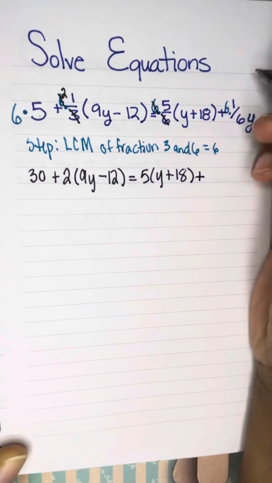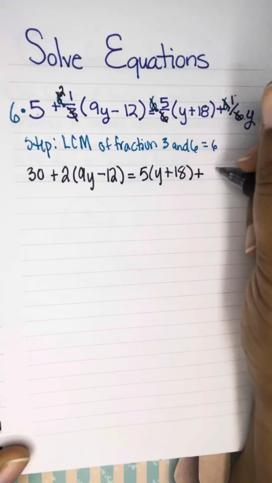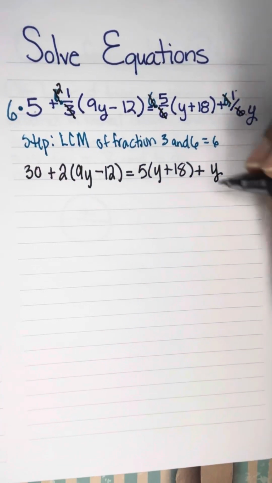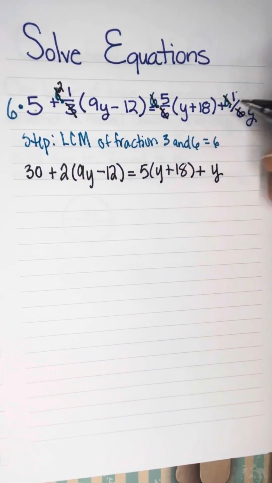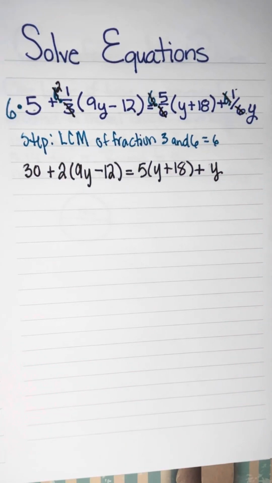Okay, plus 6 divided by 6. Well, that's just going to leave us with 1y. Now, if you want to put the 1 there, there's no problem putting it, but we always know there's a 1 in front of every variable. Okay, so now that we got rid of our fractions, we can breathe a little bit.